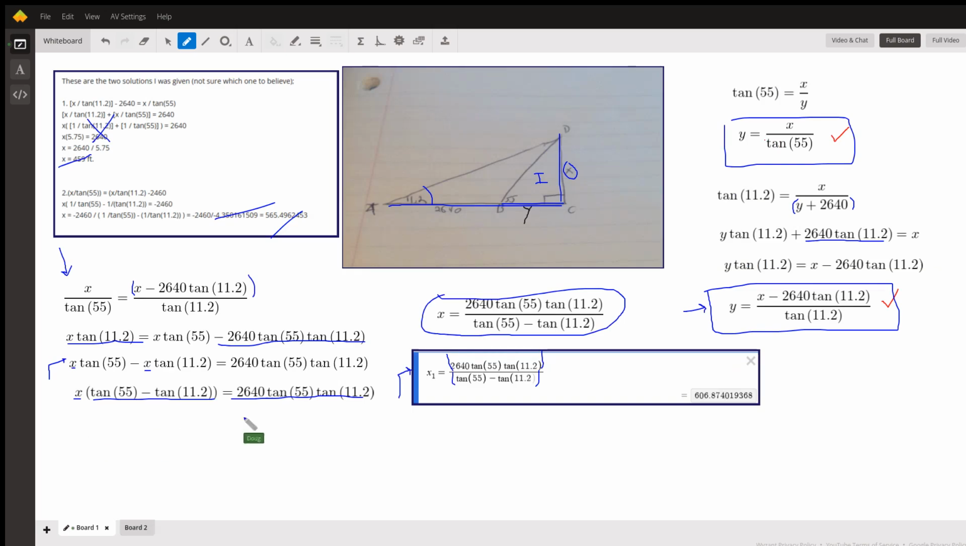And if we go back to board 1, 606.87. Okay, there you go.